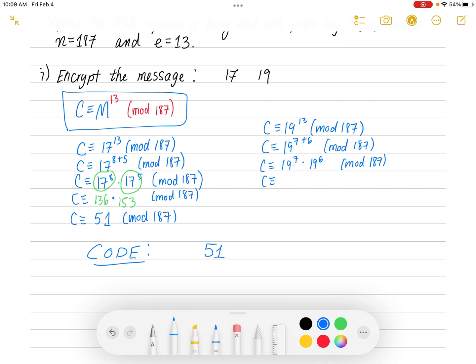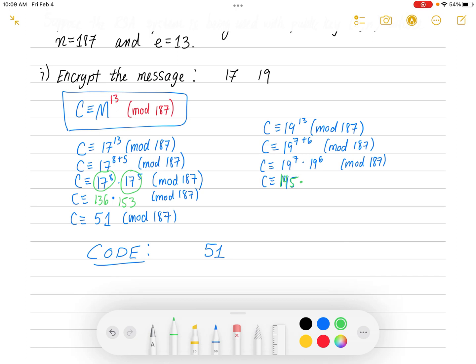So I'm going to do 19 to the 7th first. I'm going to divide that by 187. I have to find the remainder, so I'm going to take 893,871,739 minus the quotient 4,780,062 times 187 to get the remainder of 145. So 145 is the remainder when I do 19 to the 7th mod 187.